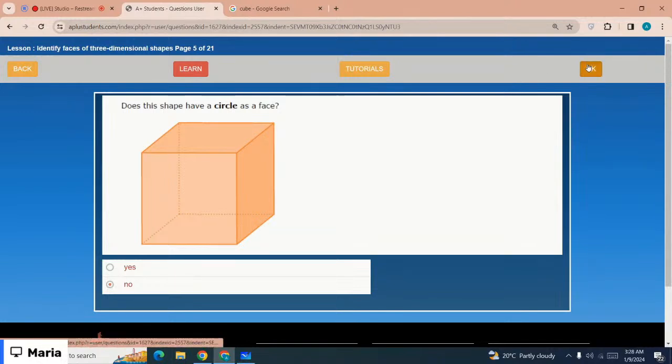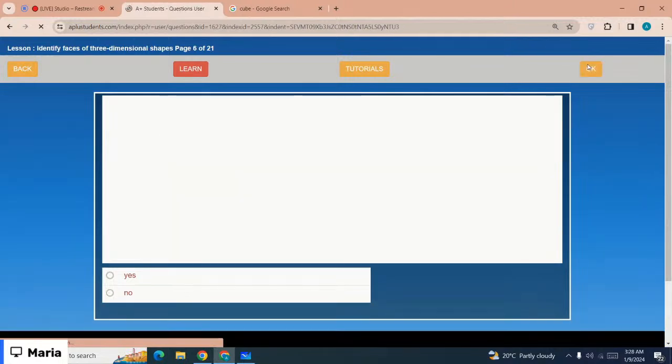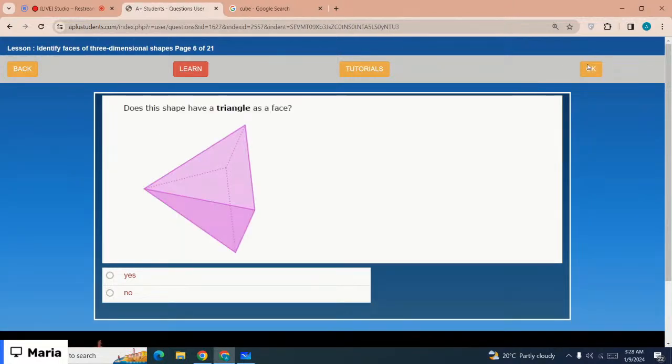No. Does this shape have a circle as a face? No. Does this shape have a triangle as a face? The correct option is yes.